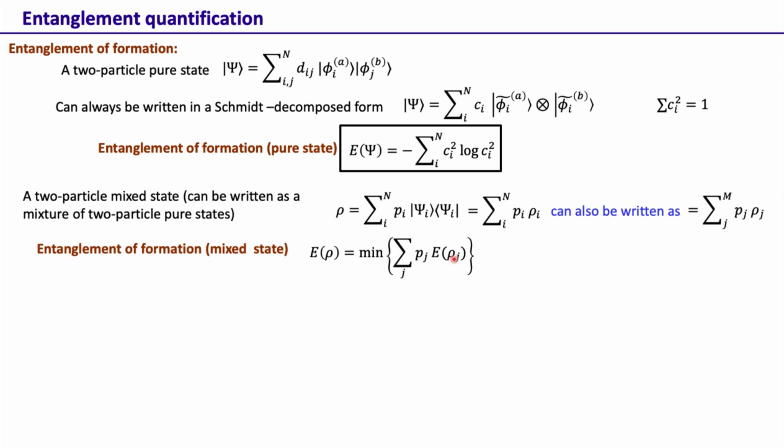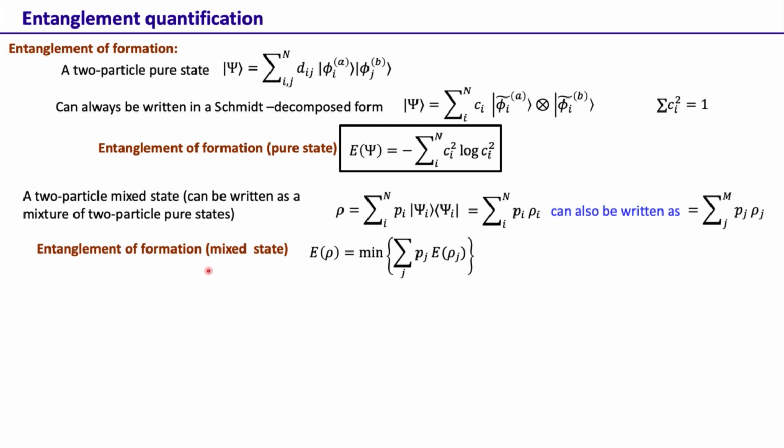Of course, we have the definition only for the pure state. So when we write a mixed state as a mixture of pure states with weightage Pj, where rho j is the individual pure state, this is the entanglement of formation of rho j times the weightage, for this particular decomposition. But again, there can be several such decompositions. This diagonal one is one unique such representation, but there can be several.